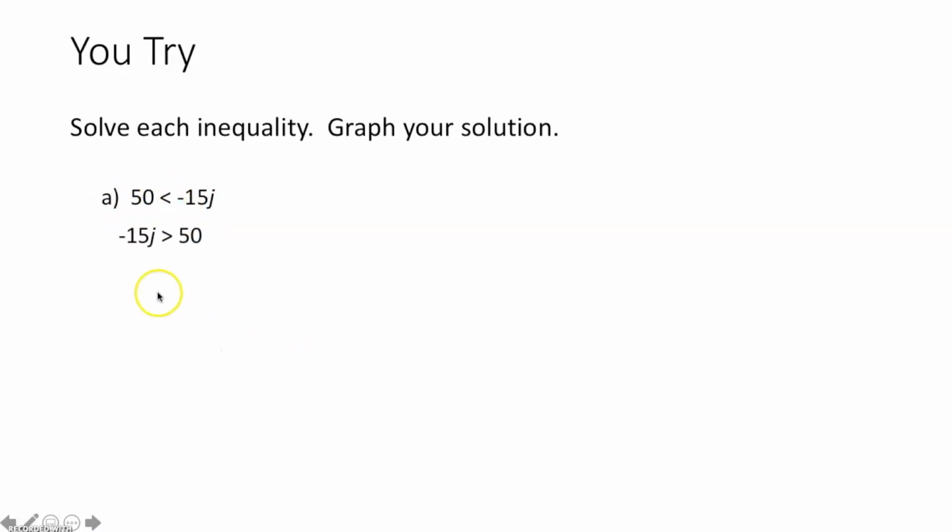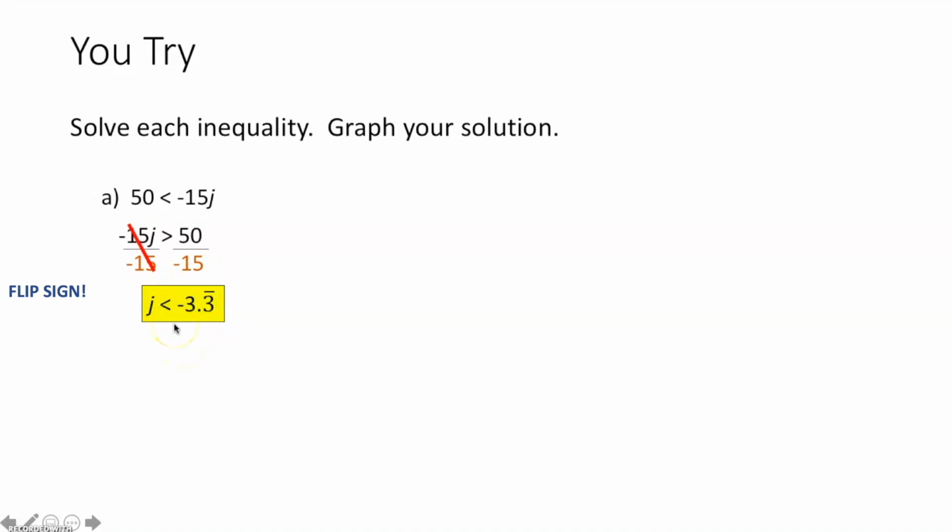Sweet. Next, what I can do is I can move all my constants to the right. So this negative 15 has to go. Since it's negative 15 times j, I'm going to do the opposite, the inverse. I divide both sides by negative 15. That way these cancel out, and I get j on this side. On this side, I get 50 divided by negative 15. And since I divided both sides by a negative number, I have to flip my inequality sign.